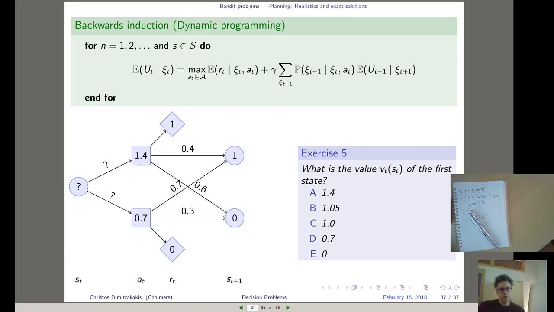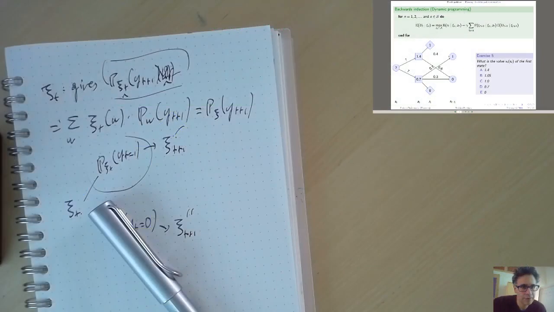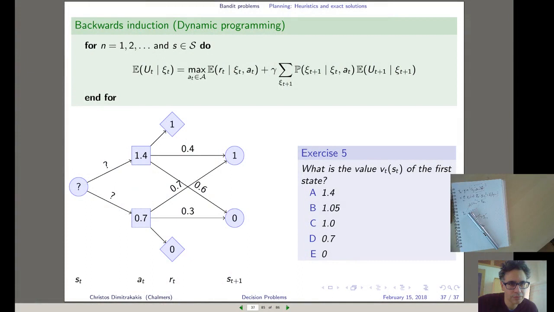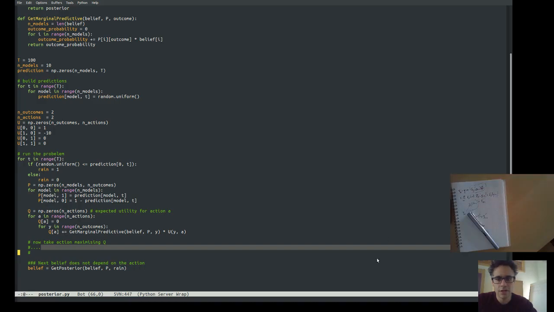So to actually demonstrate this, I have a pre-written program which is partially working. Let's see. Okay.